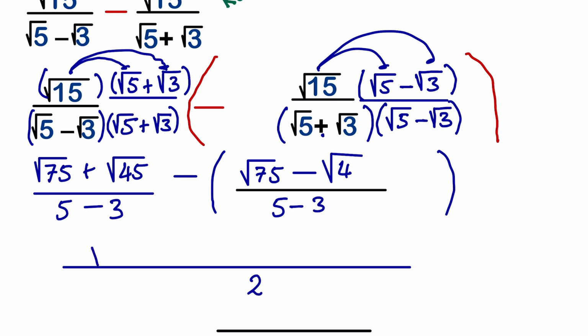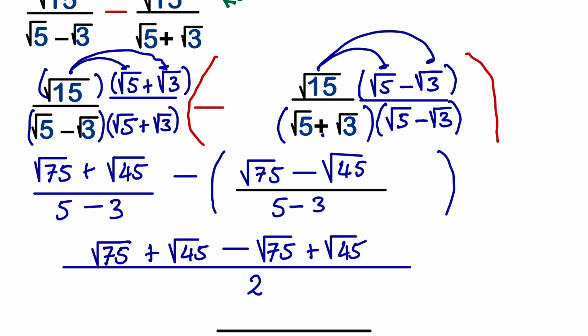So next we'll have root 75. No need to simplify it yet. Root 75 plus root 45. Okay, so this is the importance of this minus here. To open this bracket, a minus times a plus will give us minus. So here will be minus root 75, minus times minus is a plus, plus root 45. We have our root 45 there.